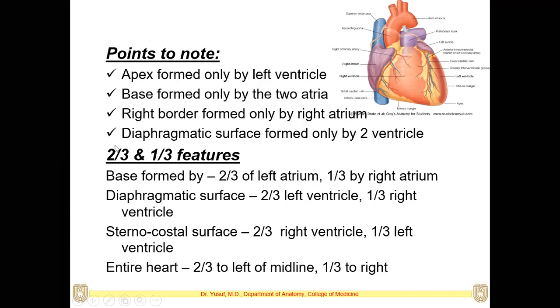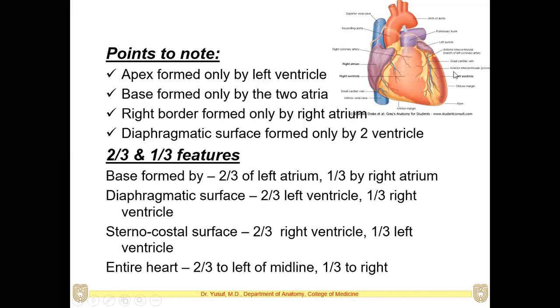Now coming to the 2/3 and 1/3 feature of the heart. In the heart, we can divide it into 2/3 and 1/3 everywhere. One is the base. The base, as we have already seen, which is behind, will be formed 2/3 by the left atrium and 1/3 by the right atrium. The diaphragmatic surface, which is below, is formed 2/3 by the left ventricle and 1/3 by the right ventricle.